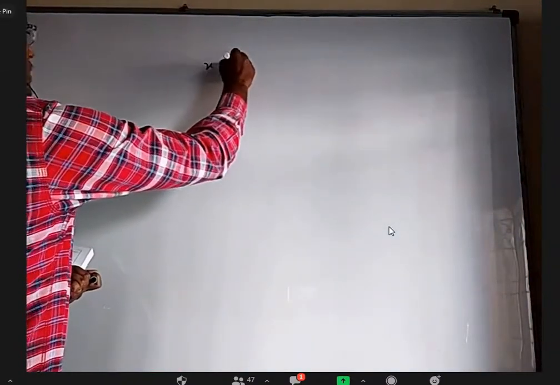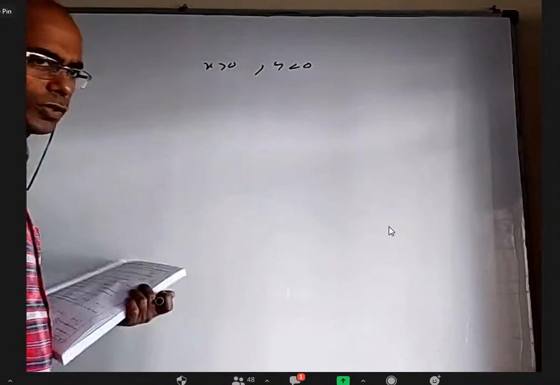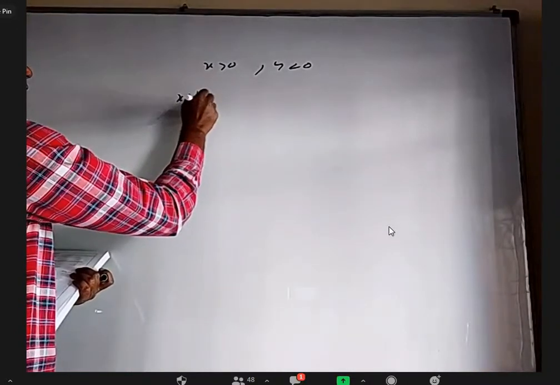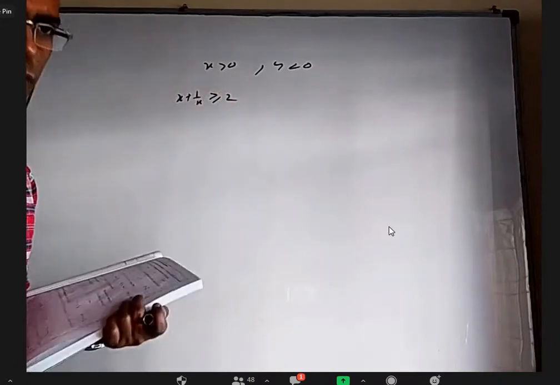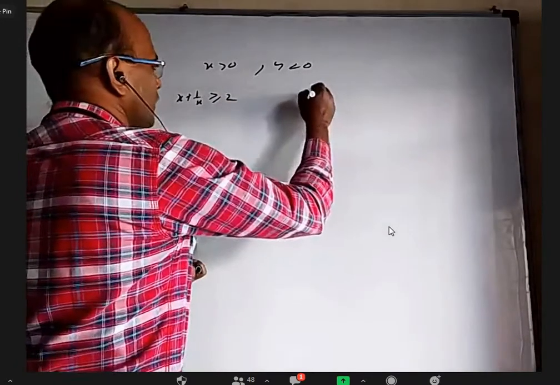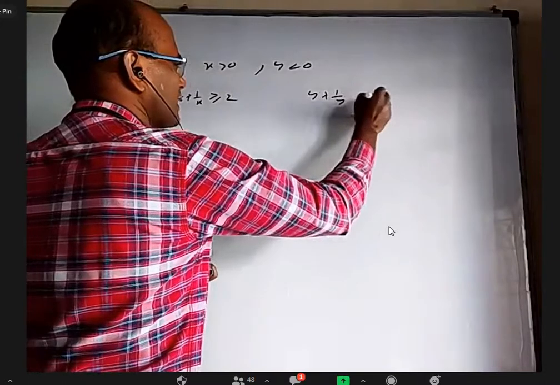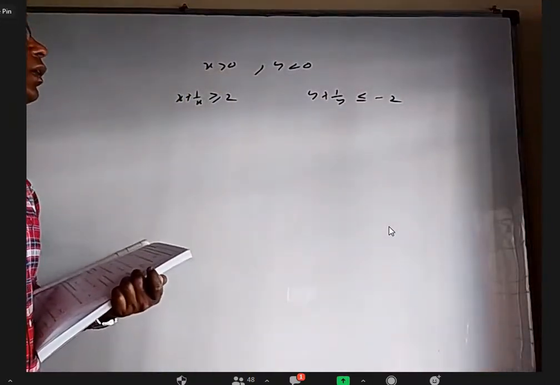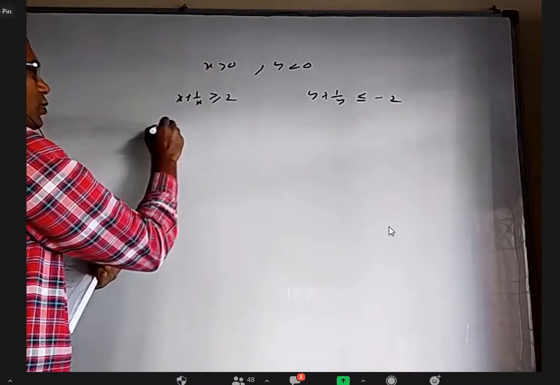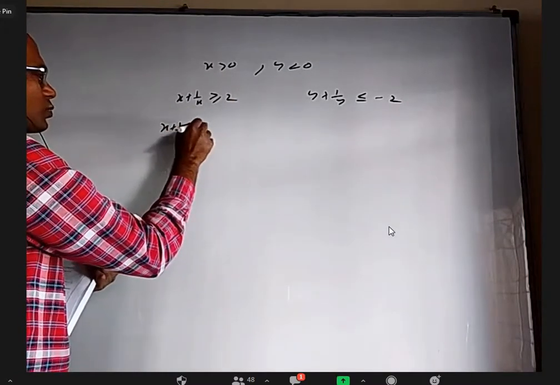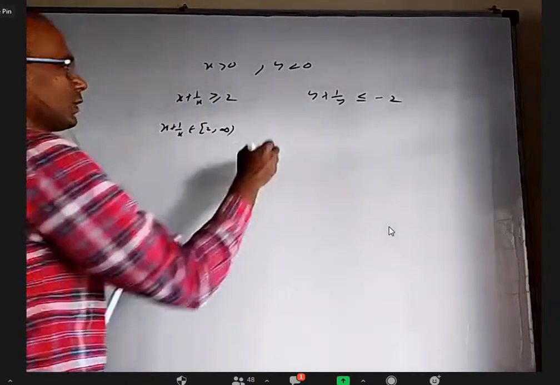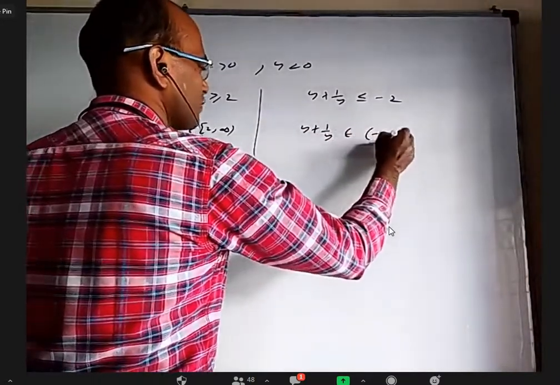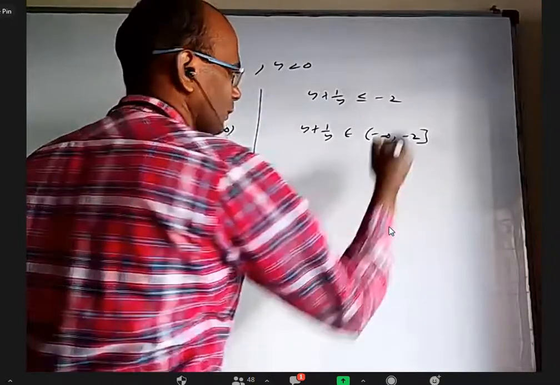X greater than 0 and y less than 0. I want to know what is the range. When x is positive, x plus 1 by x is greater than or equal to 2 when you apply AM-GM inequality. And y plus 1 by y will be less than or equal to minus 2. So whenever x is positive, x plus 1 by x belongs to closed 2 to infinity, and y plus 1 by y belongs to minus infinity to minus 2.